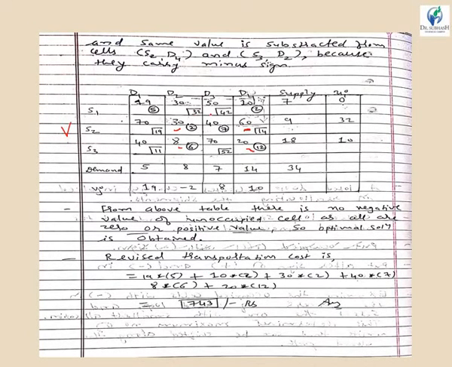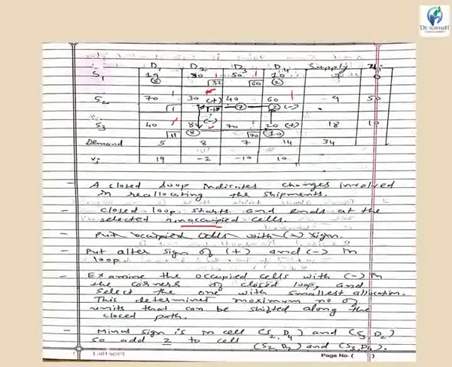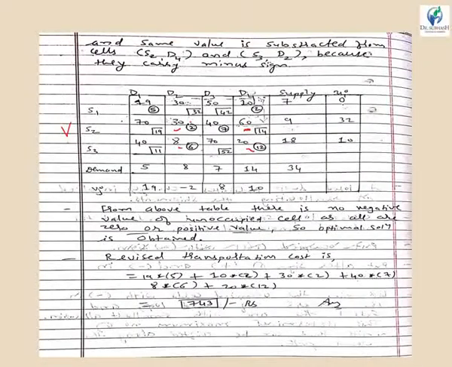Now all the values we had obtained for the unoccupied cell, the same procedure we had followed. I have not shown it over here, but for your convenience, you should calculate it in your notebook. For these unoccupied cells, we again calculated, and we found that there are no negative values for the unoccupied cell. So we have reached the optimal solution for the given problem.